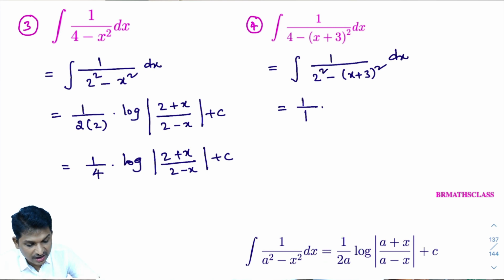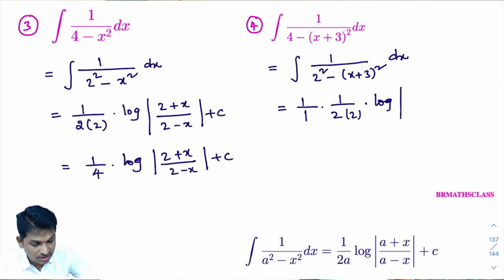1 by 2a. What is a? This is of the form a square minus x square, right? A is what? A is 2. 1 by 2a into log mod a plus x. What is a here? A is 2. 2 plus, listen carefully, x. In the question, in place of x, what is there? In place of x, x plus 3 is there, correct? So 2 plus x plus 3 divided by 2 minus of x.